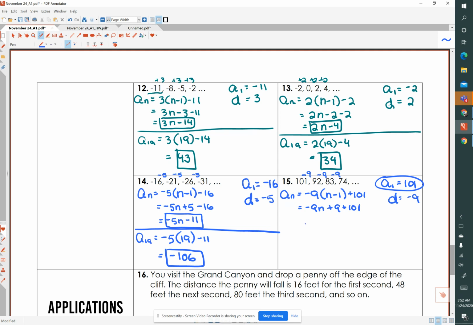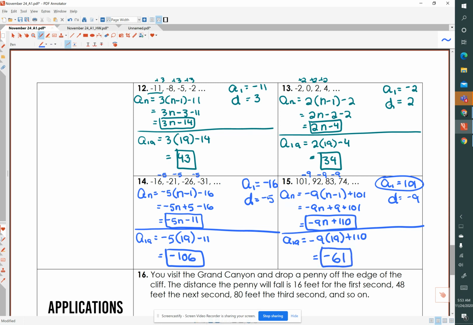Now we need to combine the 9 and the 101. So -9n plus 110. That's our rule. Be careful of that negative there in the beginning. So let's go ahead and find the 19th term in the sequence. So we have -9, our n is now substituted for 19, plus 110. We multiply -9 times 19 and add 110. Our final answer is -61.